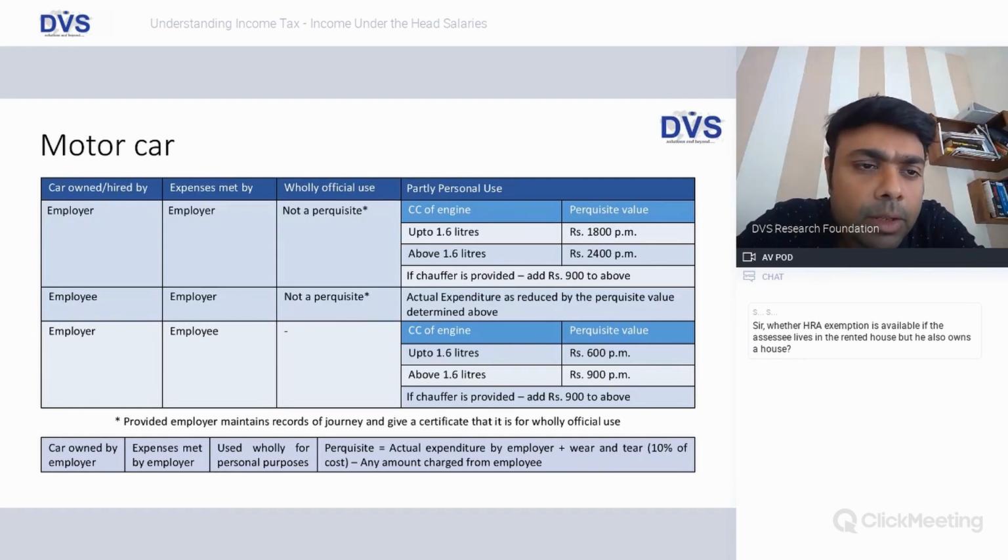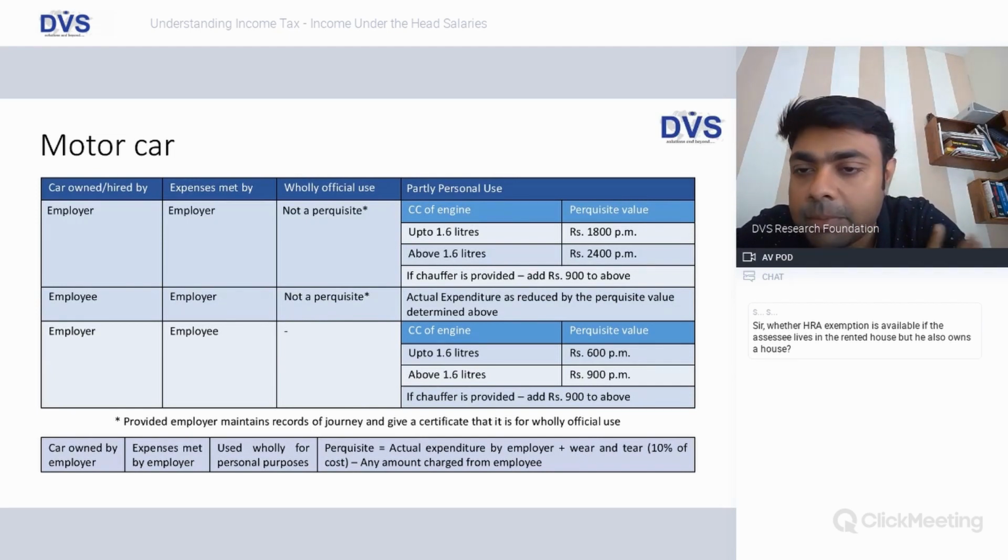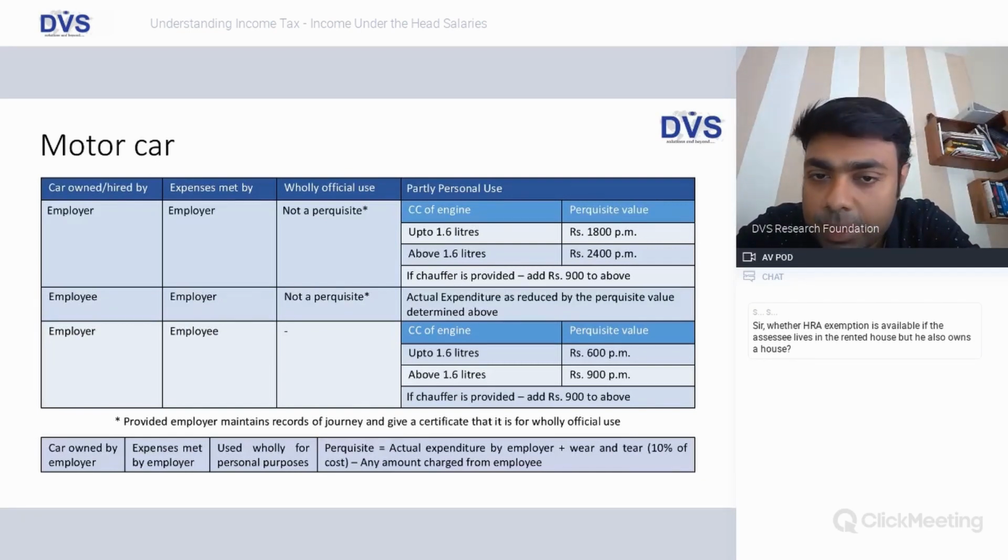Car, if it is owned by the employer or hired by the employer, expense is met by the employer, and it is entirely for official use, not a perquisite. The challenge comes if it is partly for official use. If it is used partly personal and partly official. In such cases, up to 1600 cc, it's 1800 per month, and above 1600 cc, it is 2400 per month. If a driver is provided, another 900 rupees.